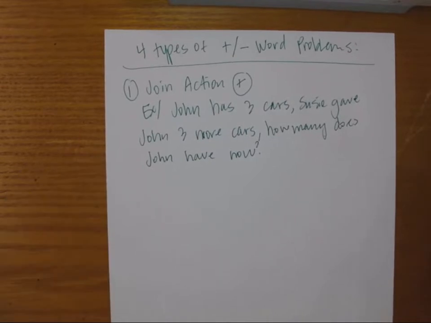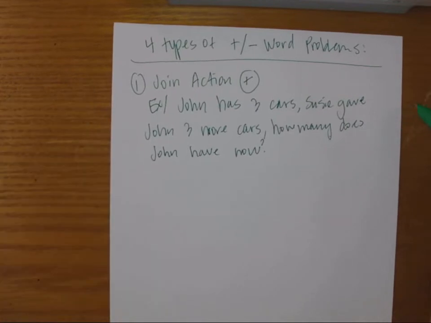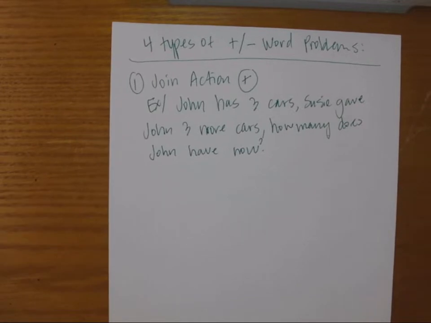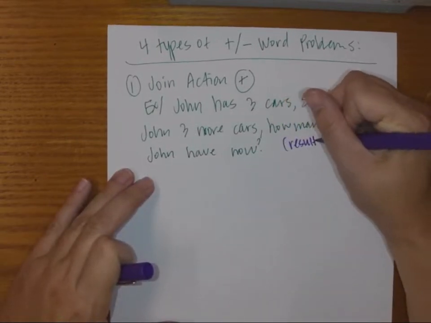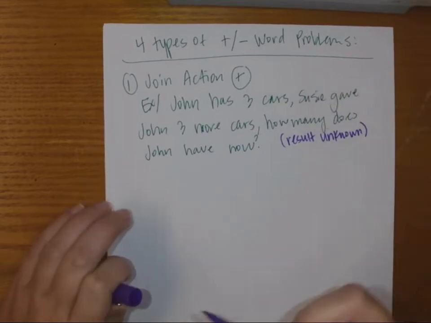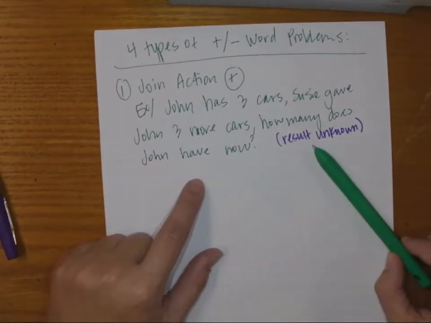You can have different parts of that problem. You can make that problem go 3 different ways. Right here, this is a result unknown problem, and we're going to fill out a sheet in just a minute about this. If the result's unknown, I know the start, I know the change, I don't know the result.